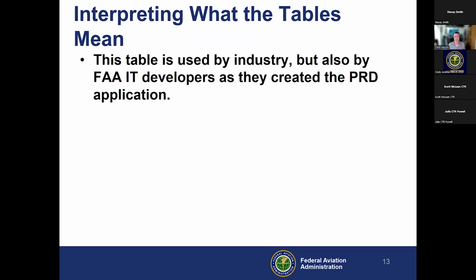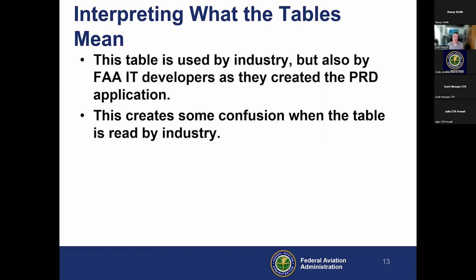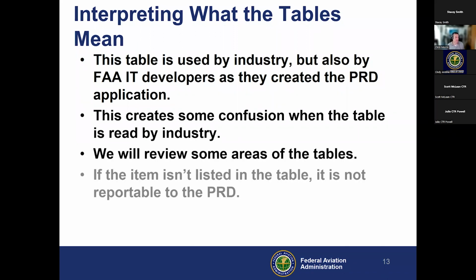One item that makes the tables a little bit confusing is that when the table was drafted, it was communicating information both to industry, to you folks, and it was also communicating information to our AIT application developers. So some of the language, when read from an industry perspective, can be a little confusing. So it's kind of why I want to go over it and make sure it makes a little bit more sense. So let's look at an example.